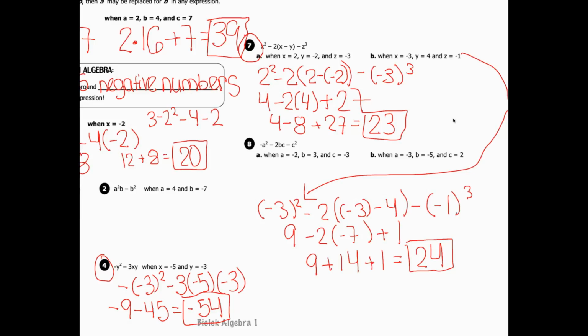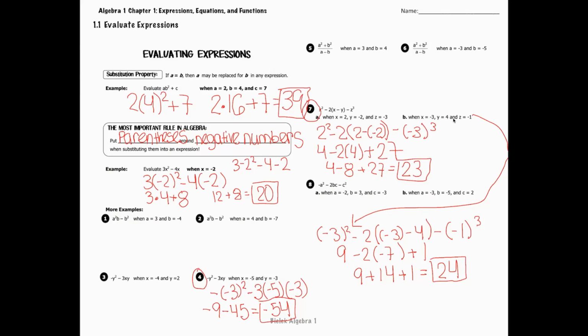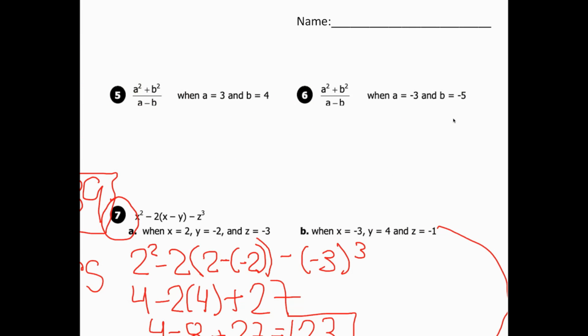So try number 8 on your own. Check your work on Google Classroom. And then I'm going to go ahead and switch, and also number 5 and 6. We'll go ahead and do 5 together real quick. I missed that. And then I'll let you try 6 on your own.